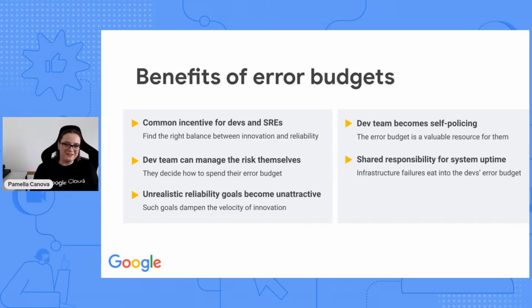And these are some benefits of using an error budget. It's an incentive for the development team and the SRE, so you can find the balance between how much you can innovate and how much you're going to compromise reliability. Also, the dev team can manage the risk of doing any change. They can decide how they're going to spend it. If there is a month where they haven't had any outage, they may think, maybe this month we can plan for an upgrade or maintenance change. So they are in charge of managing the risk of making changes to the product.